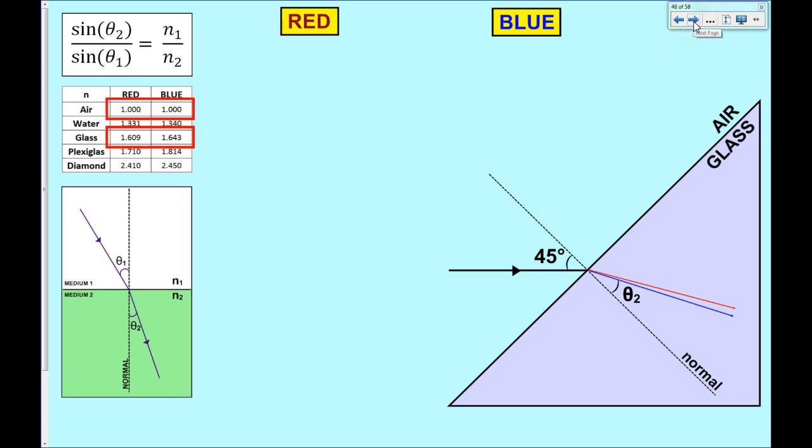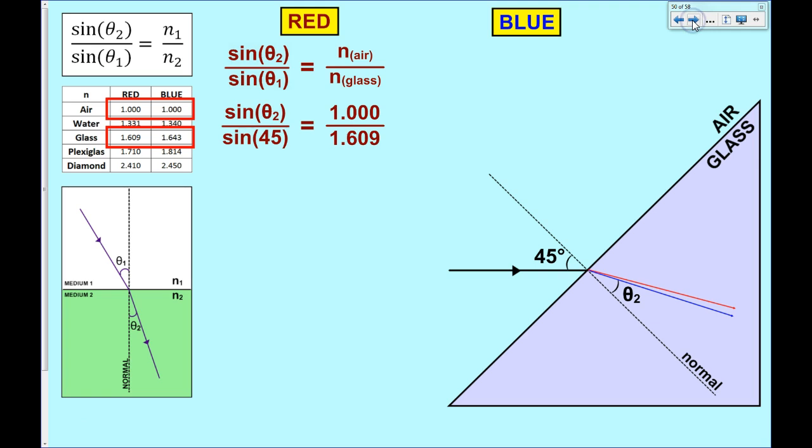So we're going to use Snell's law, so we're going to set up the formula for red. We'll go red first, then we'll do blue. No particular reason why. You could start with blue, no big deal. And we're going to plug in everything that we know. So we know that the angle of incidence is 45 degrees. We need the n value for air and red light, so we go over to our table and find that. We need the n value for glass and red light, which is that number right there, and we plug it all in. And from there, it's a cross multiplication problem.